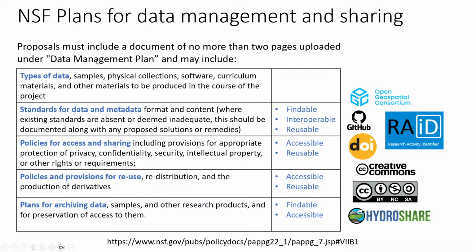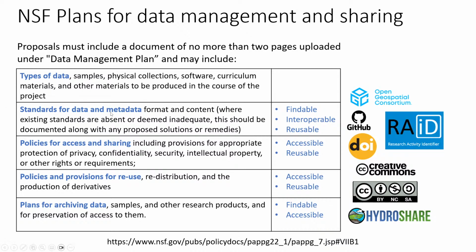Yeah. So what would this plan include? The type of data: the samples, physical collections, software, curriculum material, and other material to be produced in the course of the project. You basically state what type of data, like I will be doing a survey, I will be developing code, I will be using this model to develop this design. Okay, so the type of data, I will be collecting samples.